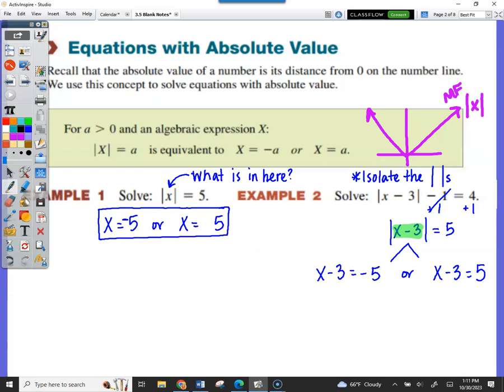Now you have two equations. You're going to solve them individually. So I'm going to add 3 to the right. Add 3 to the right. And I get negative 2 or 8.